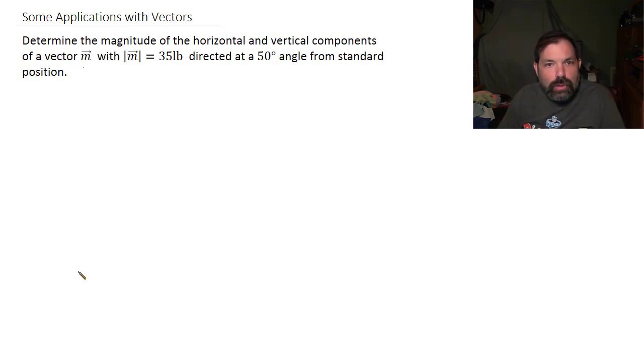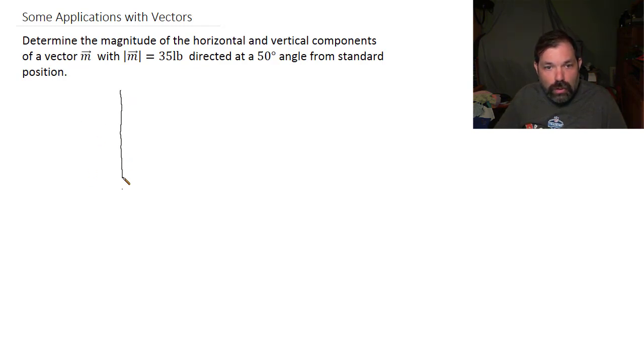Alright, so here we're asked to determine the magnitude of the horizontal and vertical components of a vector m with magnitude m equal to 35 pounds directed at a 50-degree angle from standard position. Alright, so first let's draw this. Let's make sure we got an understanding of what's going on here.